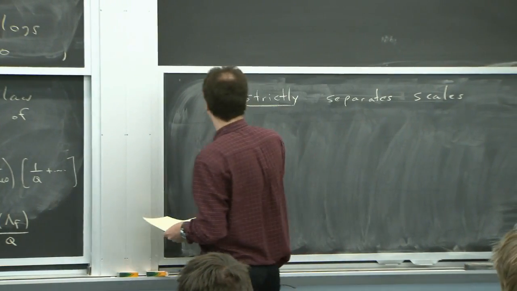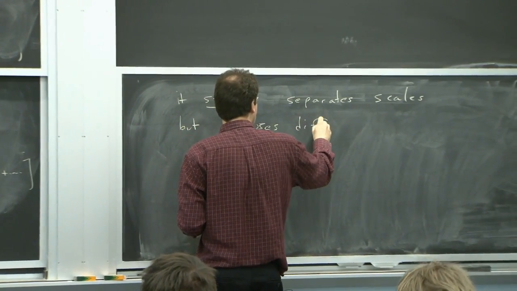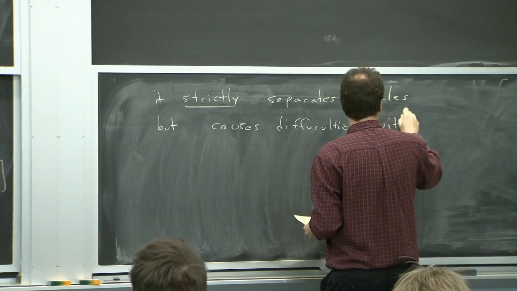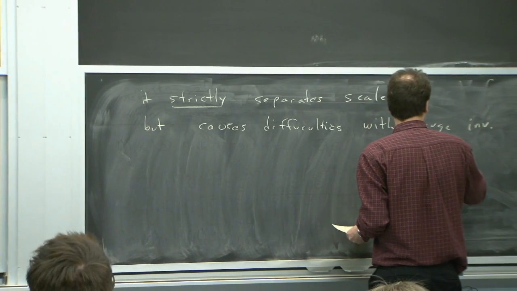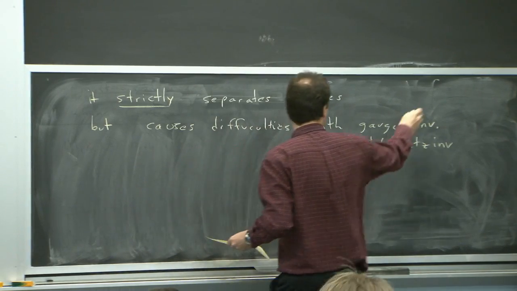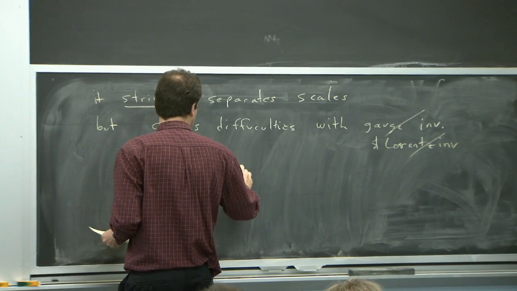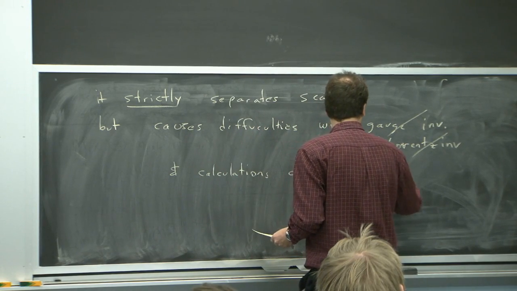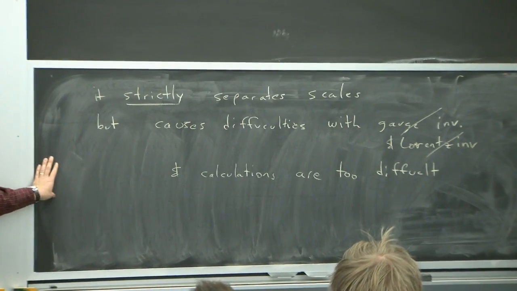But the catch here is that it causes difficulties with symmetries. In particular, it generically breaks gauge invariance and Lorentz invariance. Let's get broken. And the calculations that you would like to do are just too difficult. I don't know of anybody that's done that. Maybe somebody's done two loops in the Wilsonian picture, but nobody's ever done three.